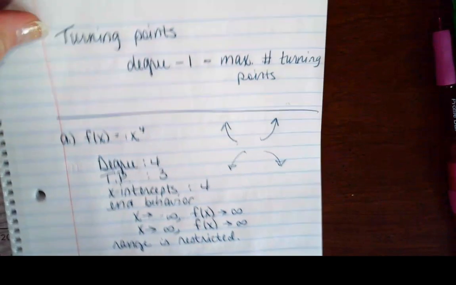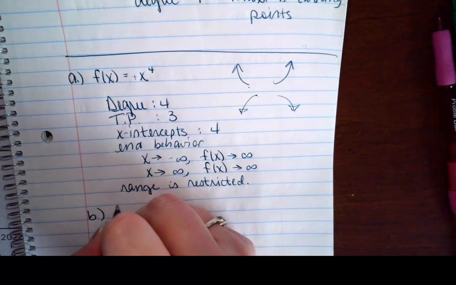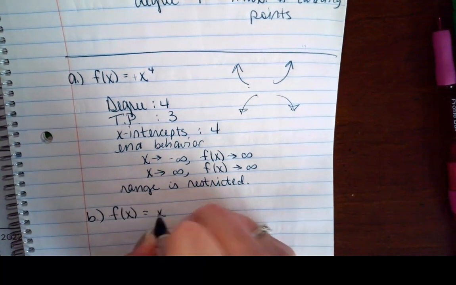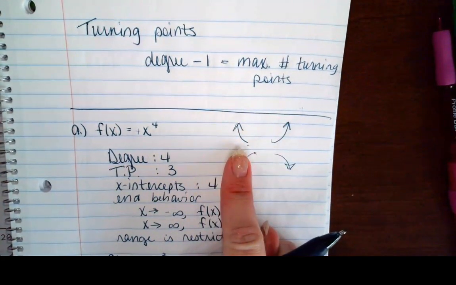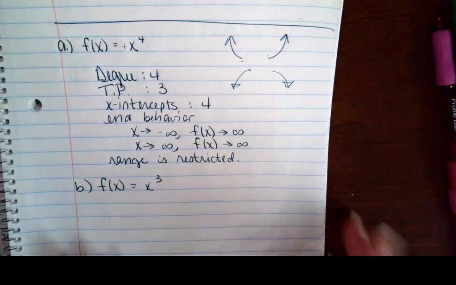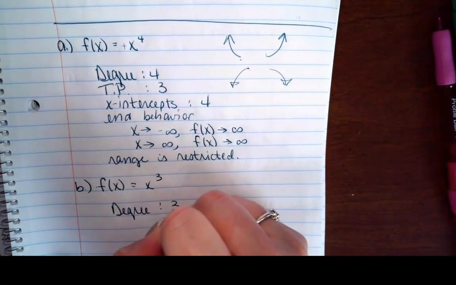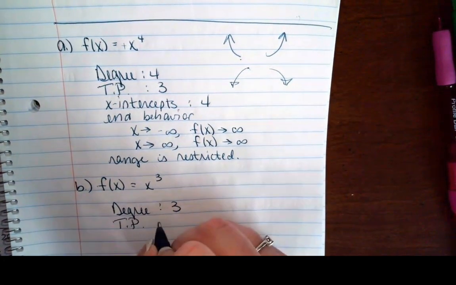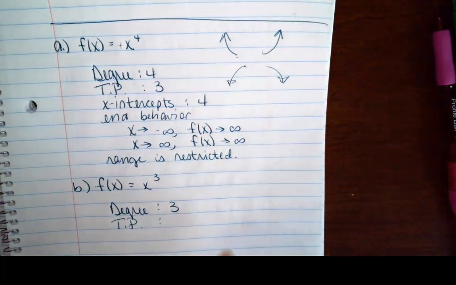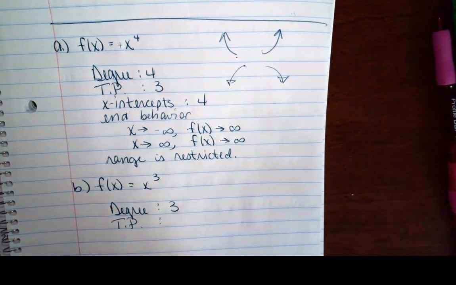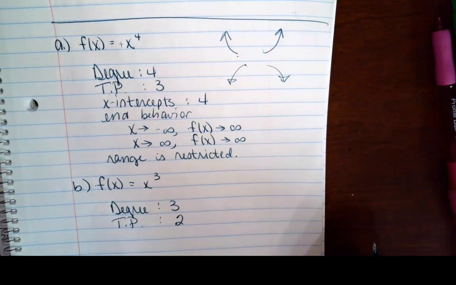Okay? So let's look at B. For part B, we have f of x is x cubed. So this is end behavior for even degrees. Well, now we've got an odd degree. So what is my degree? My degree is 3. So what's the maximum number of turning points? The most that this can change direction is going to be my degree minus 1. So 3 minus 1 is 2. So it might have 2 turning points.